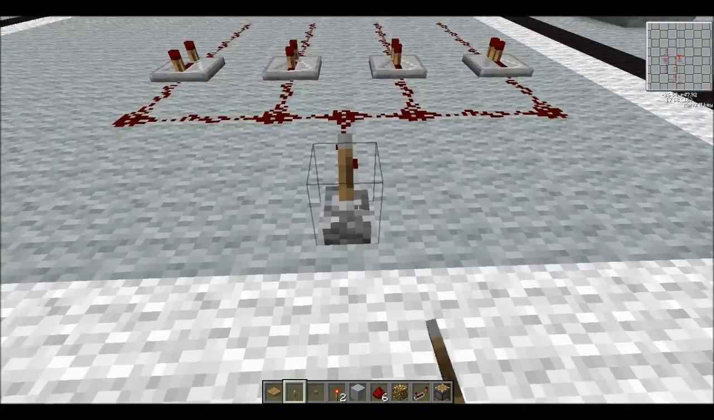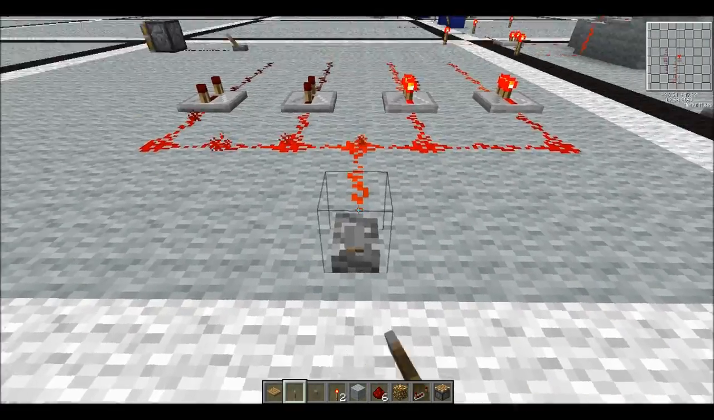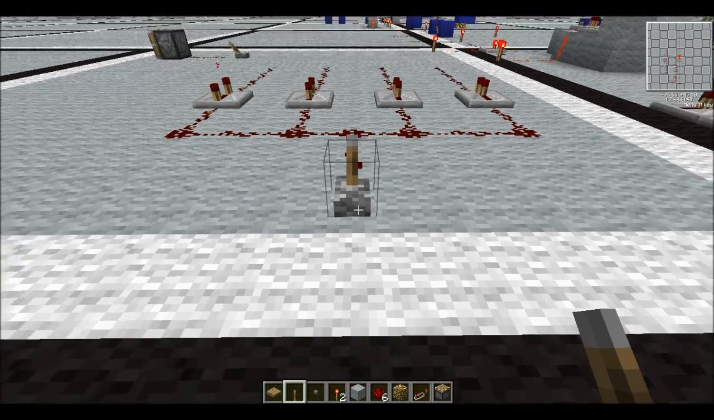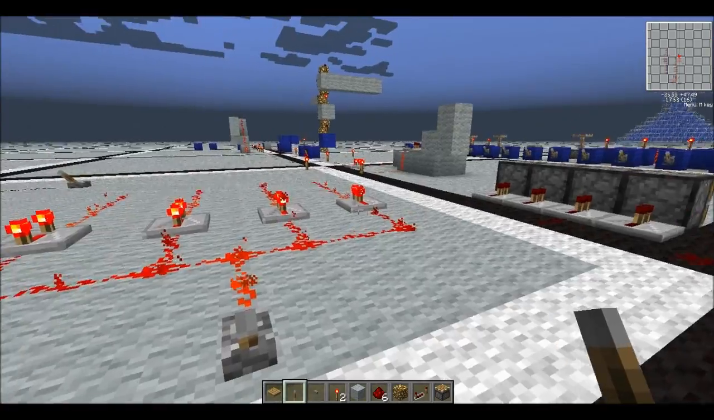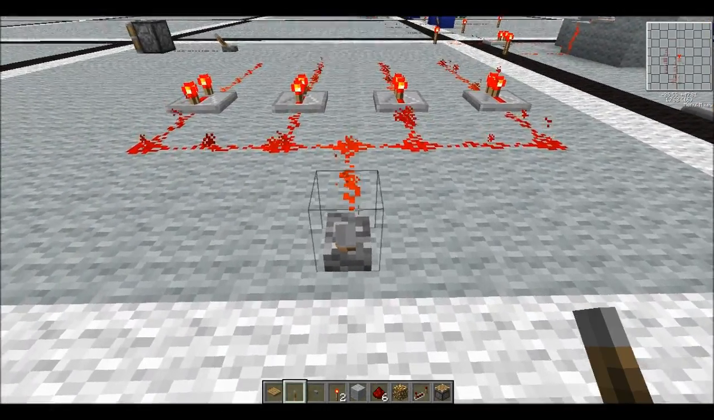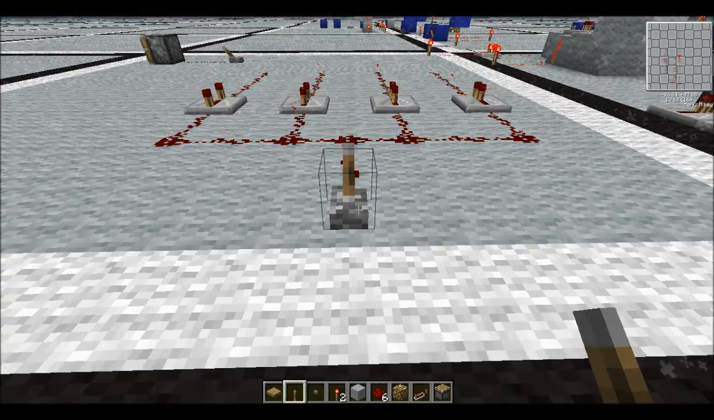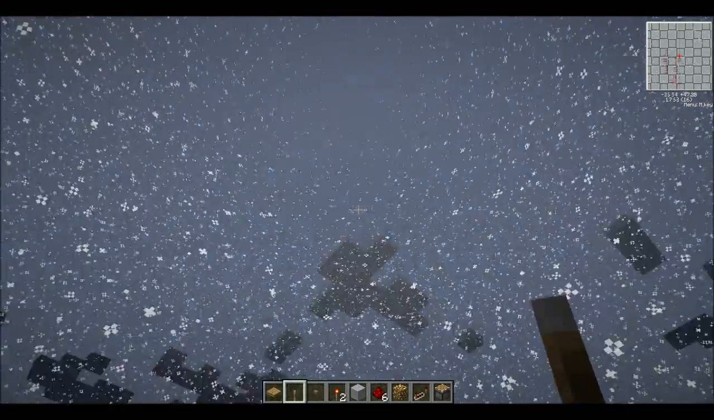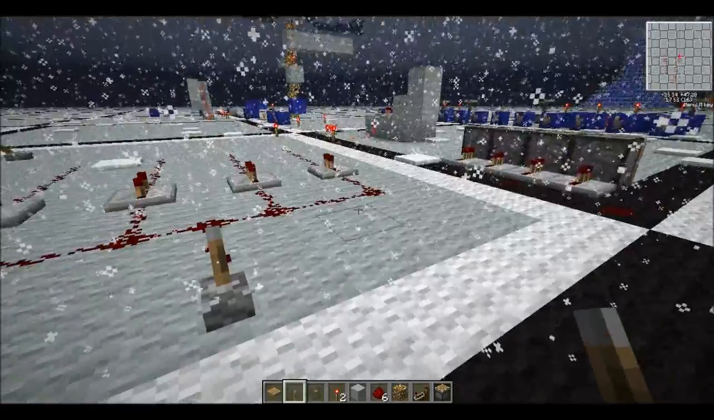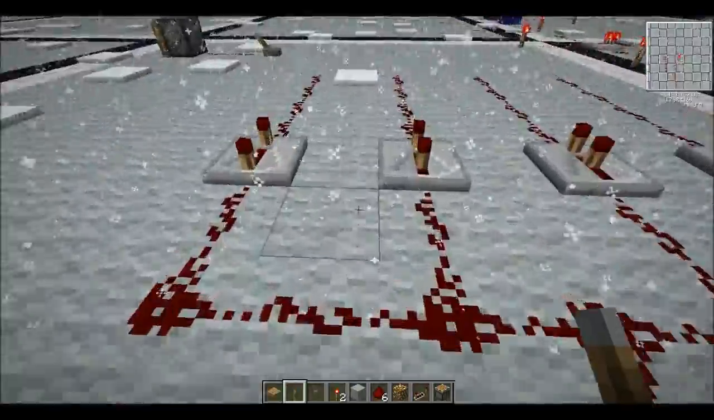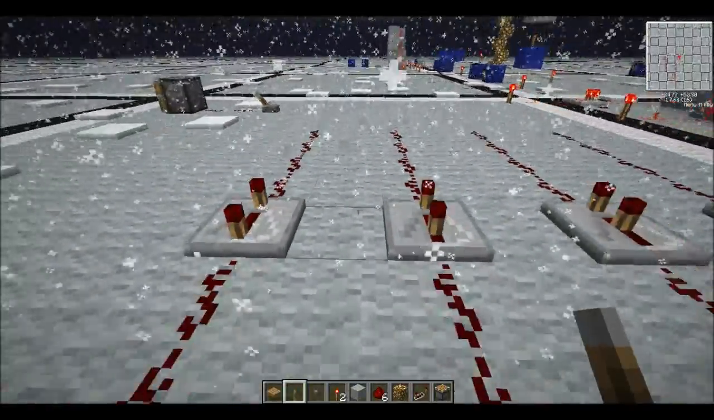And as you notice, when I flip this power, let's let all the power drain, they light up in a line. It's hard to see, but if you pay attention, they light up in a line and they'll lose power in a line. It's snowing in my laboratory. That's not supposed to be happening. Why is it snowing in my laboratory? That's unfortunate. At least it doesn't break redstone.